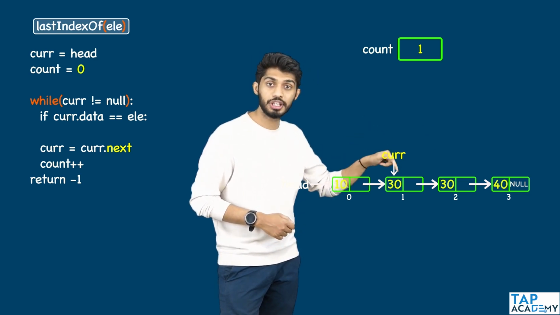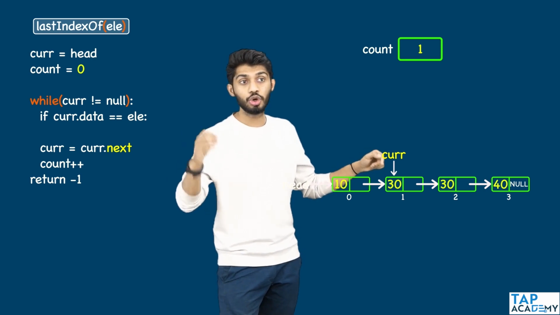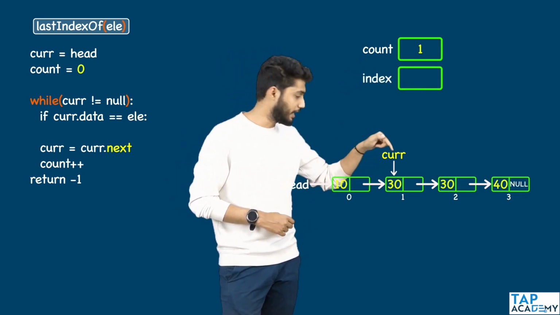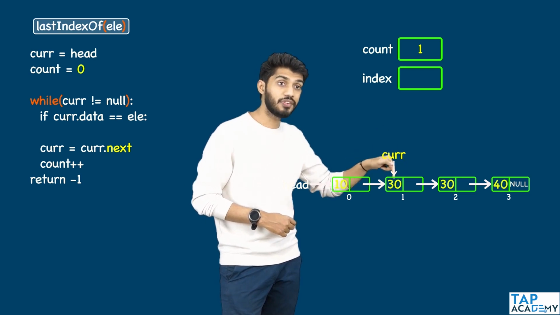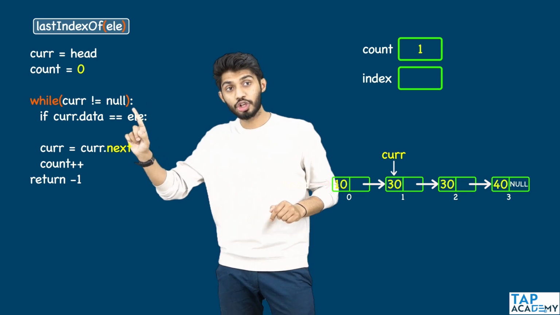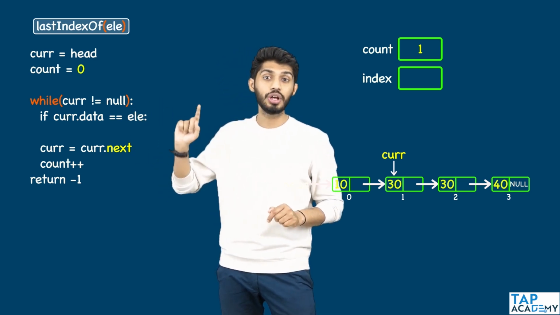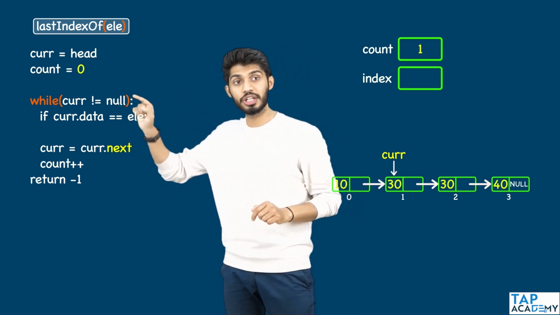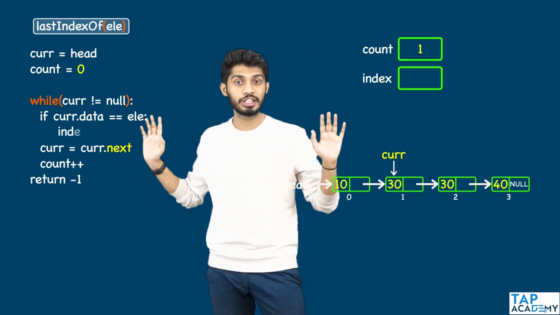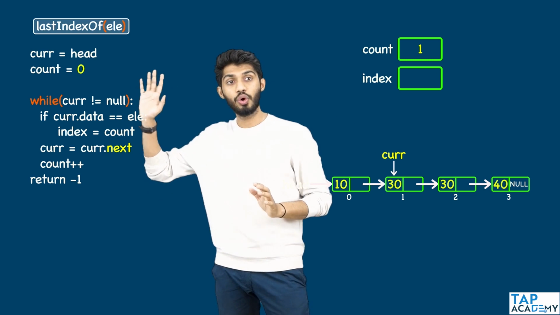If I have to store it somewhere, I need one variable. So along with count, I will introduce one more variable called index, and in index what I should store is whatever is there in count. Whenever I find the element, I used to return the count. Instead of returning the count, I will store whatever is there in count in index. Now how can I do that? Index is equal to count. That's all the change that I have to do in the whole code.